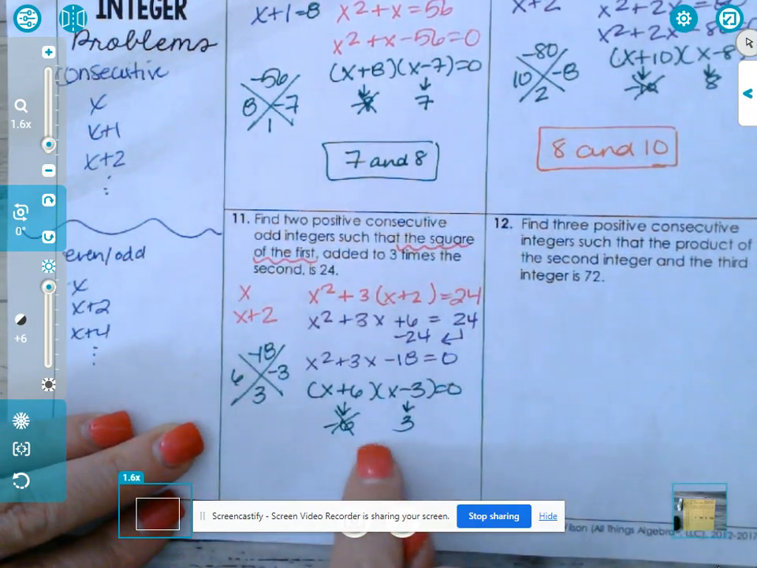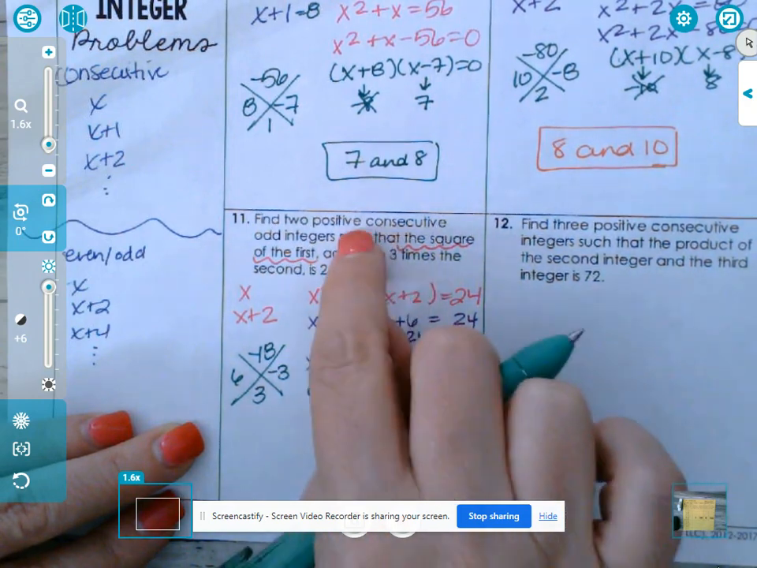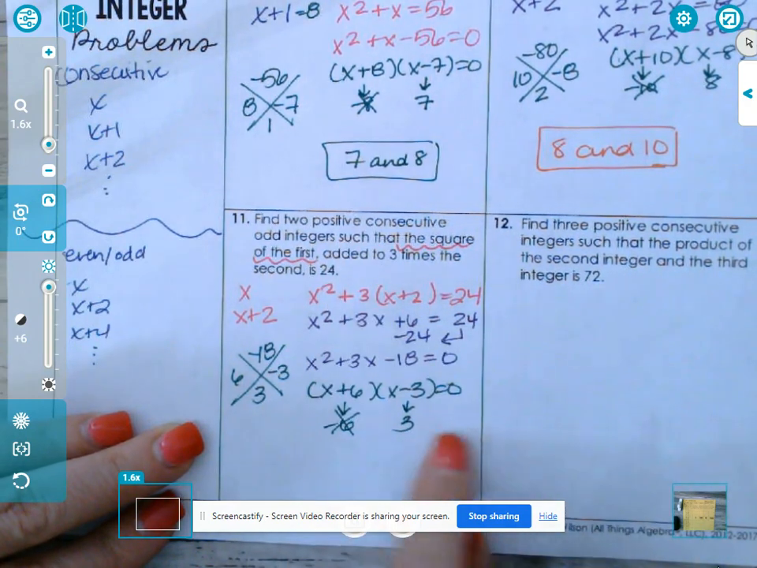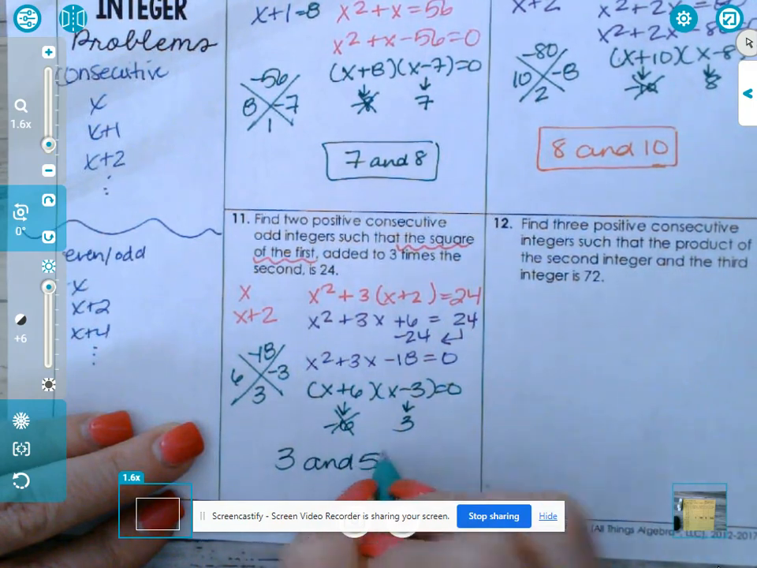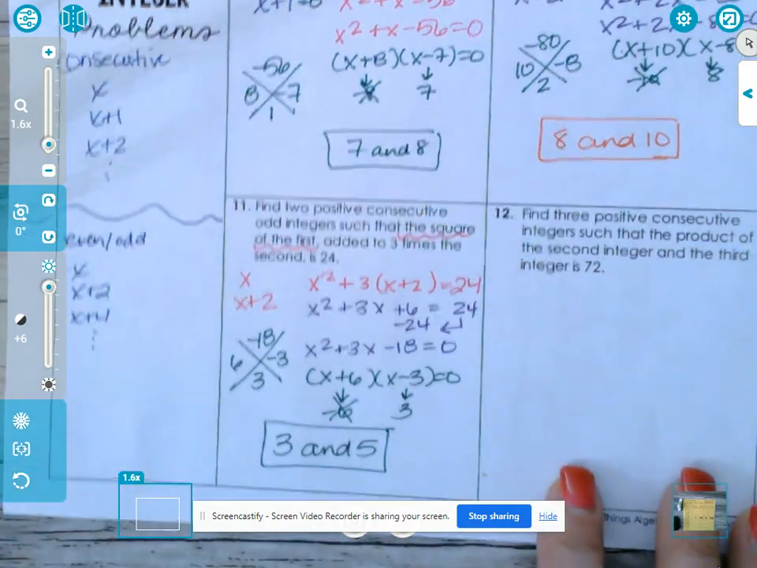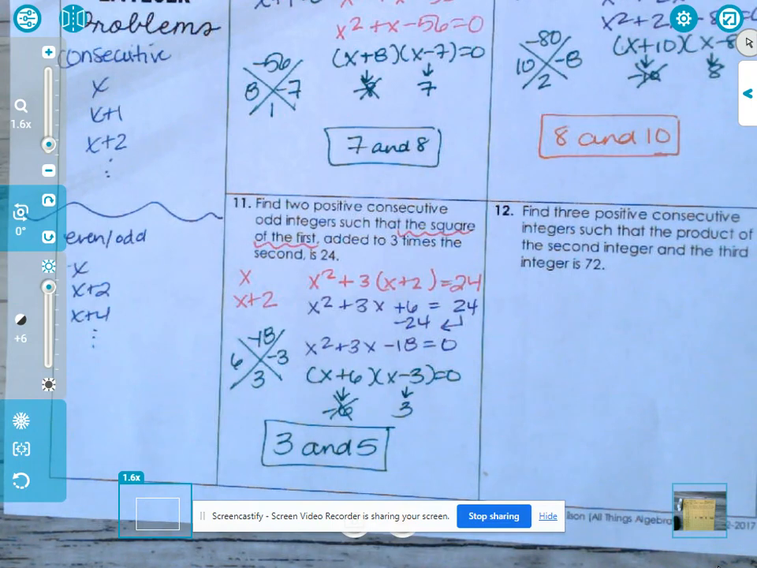And again, y'all, it kind of helps you. It said consecutive odd. 6, even though it's also not positive, because it does say positive, but it's also not odd. Okay, so we're throwing that one out. So it's going to be 3, and the next one after 3 is 5.